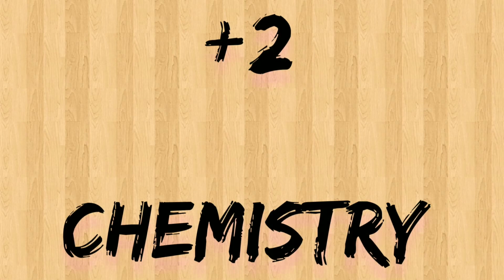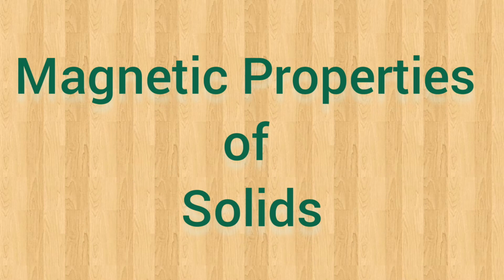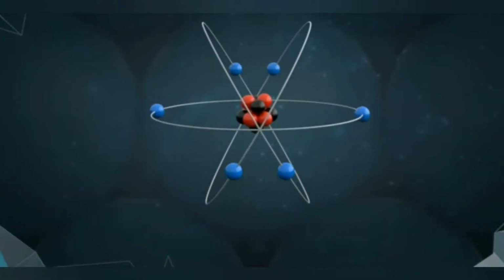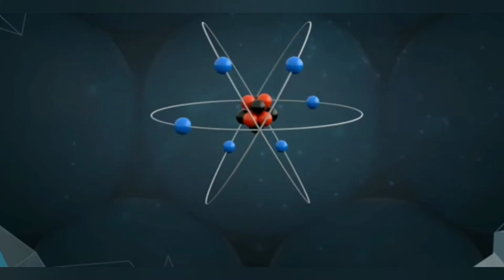In this video lesson for plus 2 class chemistry, today we are going to study about the magnetic properties of solids. We know that matter is made up of atoms which are made up of electrons and a nucleus. The electrons revolve around the nucleus in a circular orbit. Just as a current carrying loop constitutes a magnetic dipole moment, electrons moving in these orbits also constitute a magnetic dipole moment.